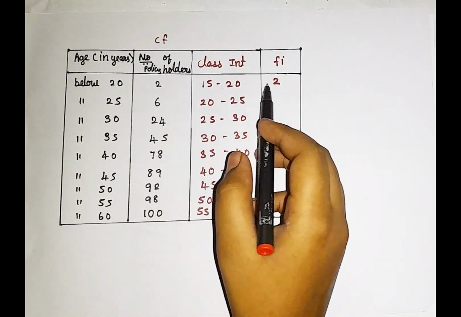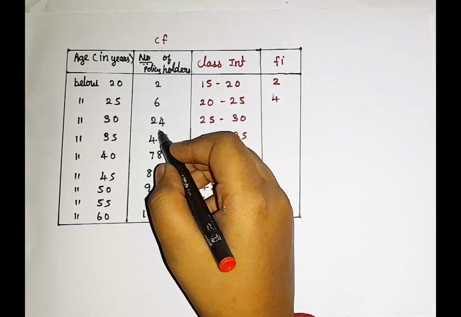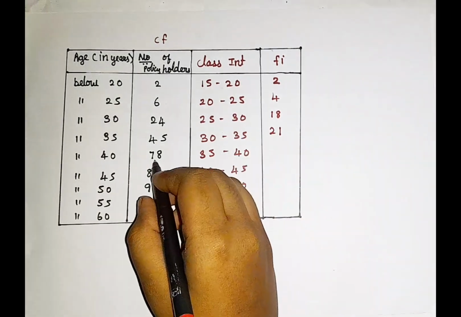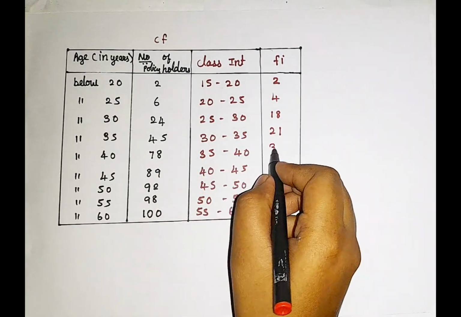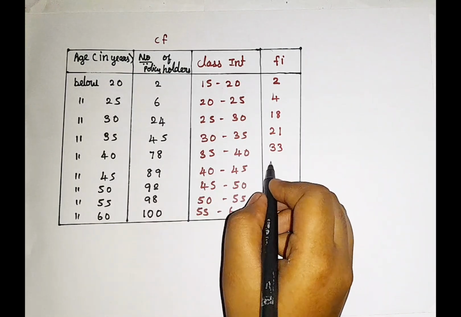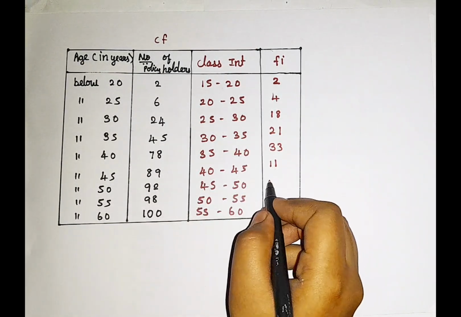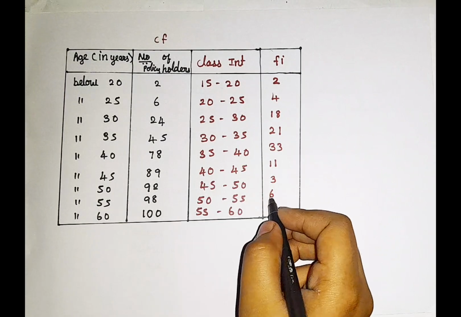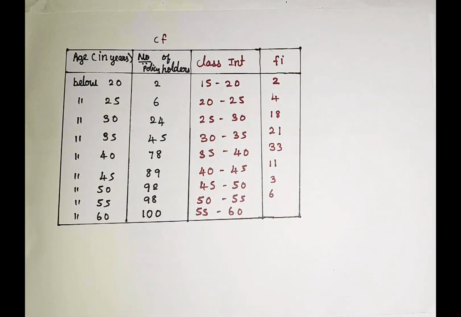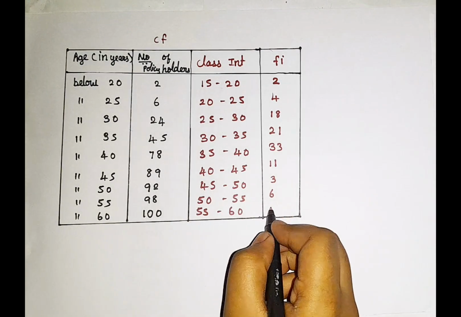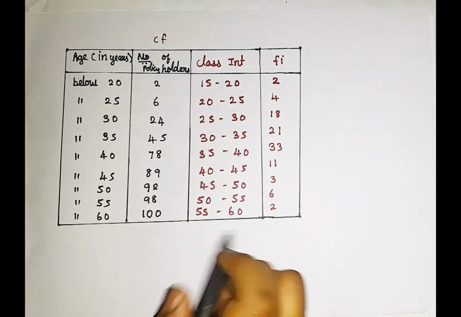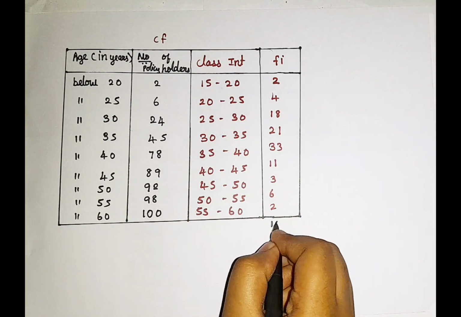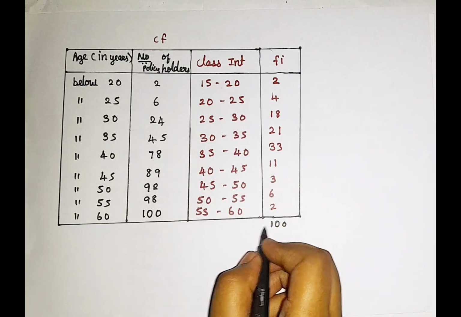Okay, all right. So 6 minus 2 is 4, 24 minus 4 is 18, and 45 minus 18 is 21, 78 minus 21 is 33, and 89 minus 33 is 11, 92 minus 11 is 3, and 98 minus 3 is 6, and 100 minus 6 is 2. Okay, so this is how we find the frequency. When you add all these numbers, the total is going to be 100. So the total value for frequency will be 100.